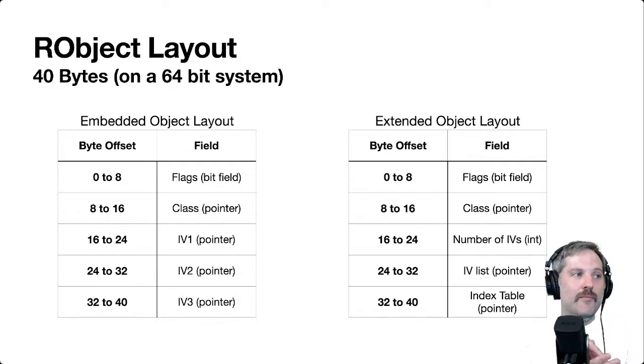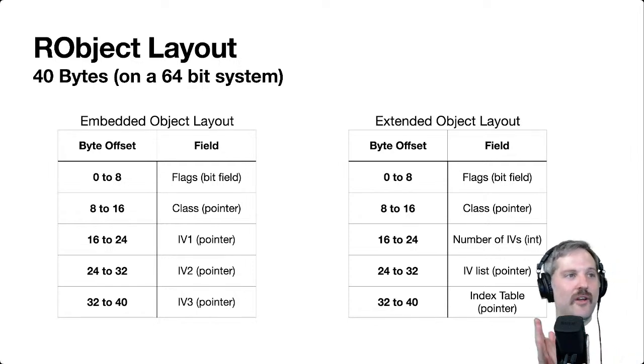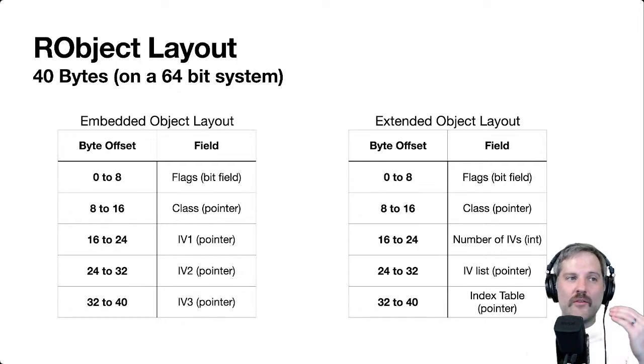So we'll say that embedded objects are able to keep their IVs stored inside the object itself, where extended ones have to store them on a larger buffer. This is what the object layout looks like. At the top, we have a bit field. The second field is what class it is, and then the last three fields are either the three instance variables or some information about the number of instance variables on each object.